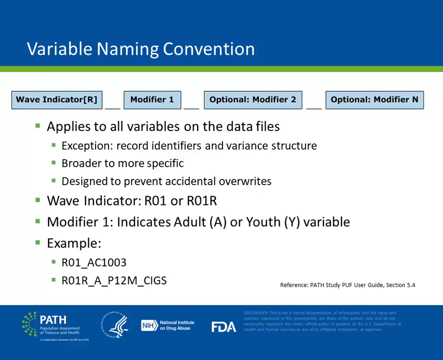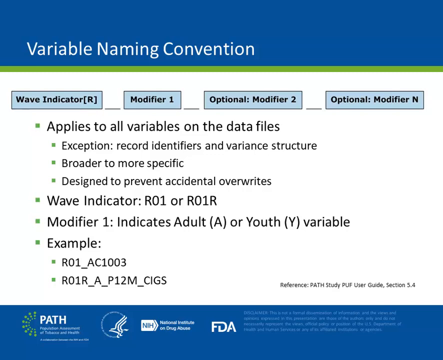The 4 boxes represent the components of a variable name. The wave indicator is the first component. The wave indicator always begins with the letter R and is followed by a 2-digit number indicating the data collection wave. In this example, wave 1 is 01. Derived and imputed variables are followed by an additional R to indicate that these are recodes.